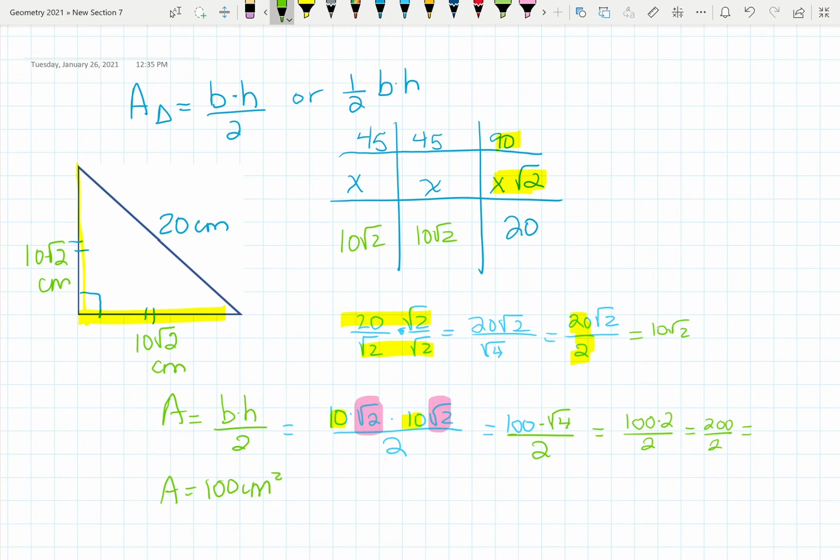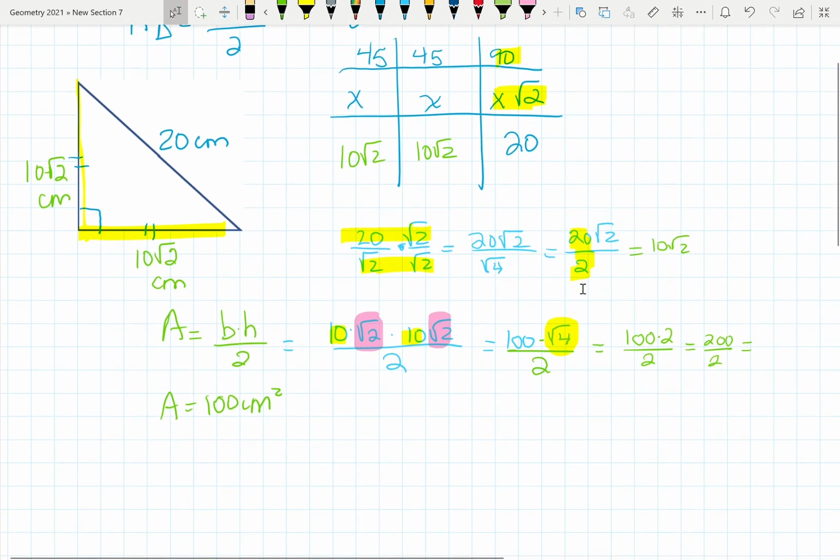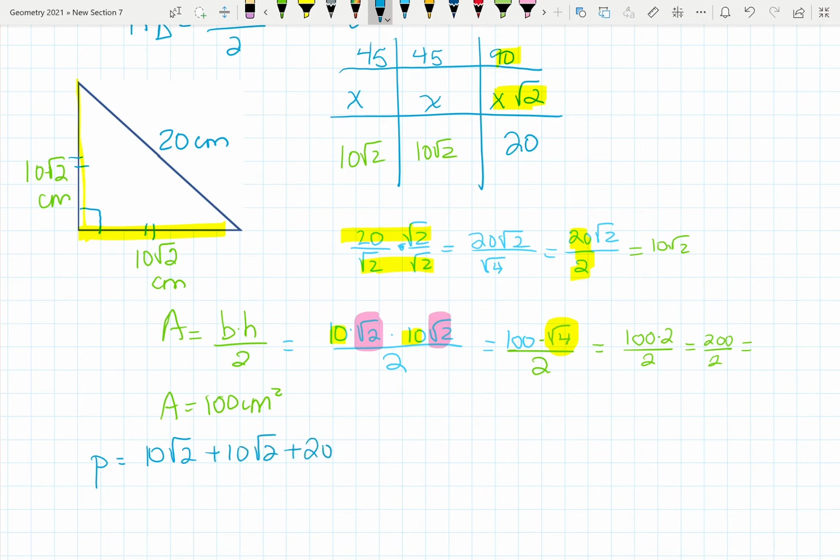Notice that even though we had square roots in everything, because our square root ended up as a perfect square when we combine them through multiplication, we didn't end up with a square root in the answer. So perimeter is simply the sum of all sides. So when I look at the sides, it's 10 square root of 2 plus 10 square root of 2 plus 20. Now I'm going to tell you that the answer here is 20 square root of 2 plus 20. And of course that would be centimeters. And that is the final answer.